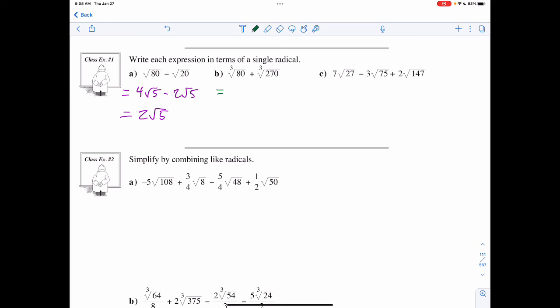In the next example, if I have the cube root of 80 plus the cube root of 270, well, that's going to be 2 times the cube root of 10 when I simplify it. And the second one is going to be 3 times the cube root of 10, which is going to give me 5 times the cube root of 10 as my answer.